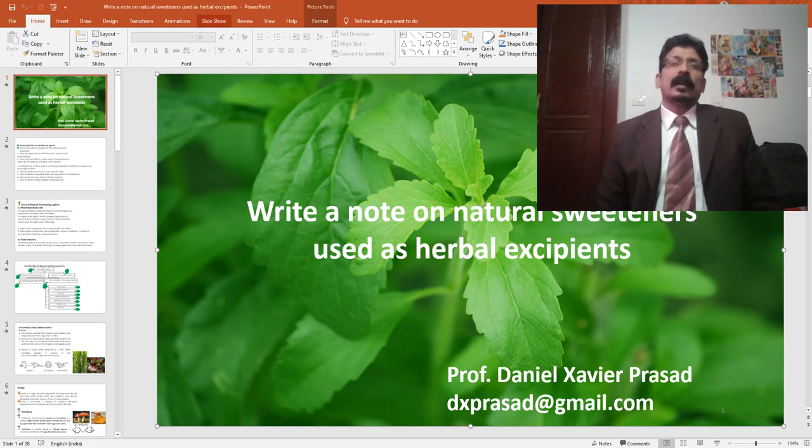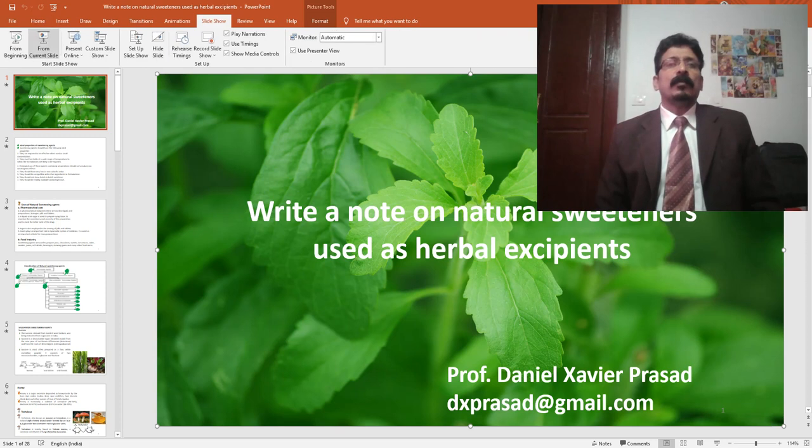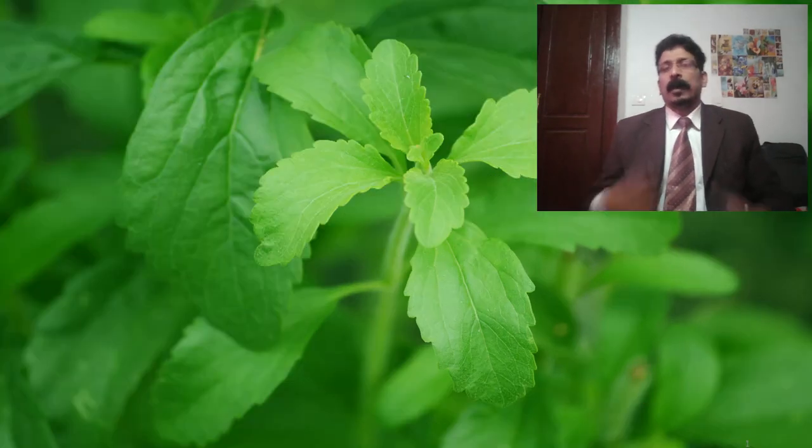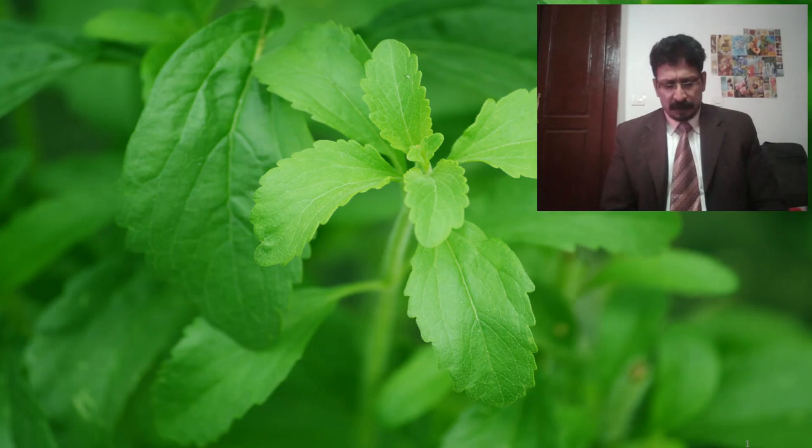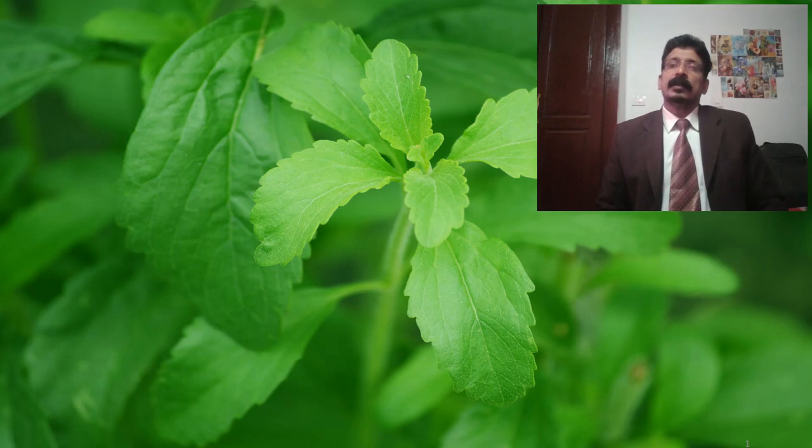I think I have given very short information for you in the handout. I hope I mentioned only two drugs which might have been mentioned there as a natural sweetener. Especially, I hope liquorice and madara chedi, which I might have given as an example.